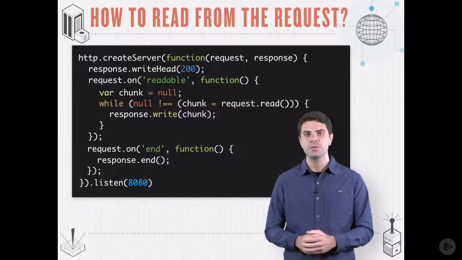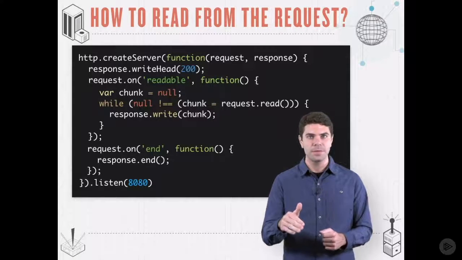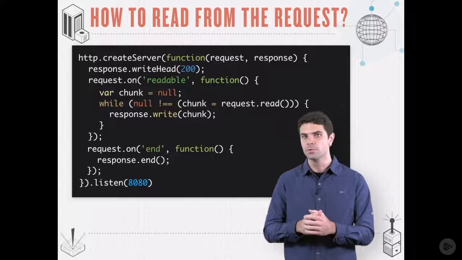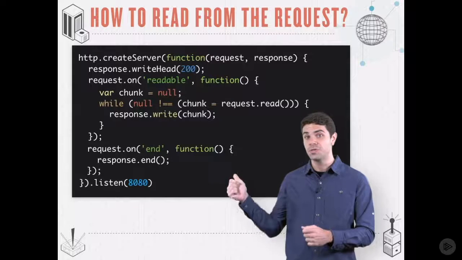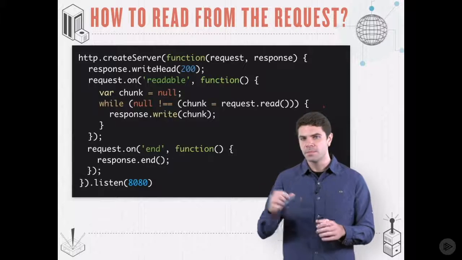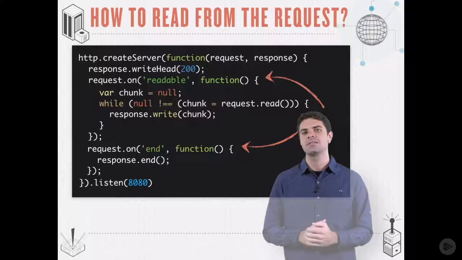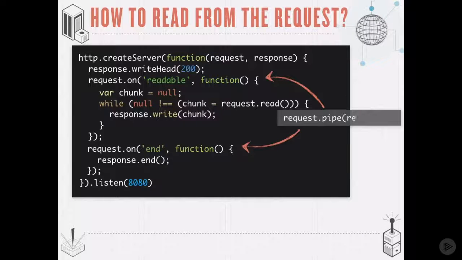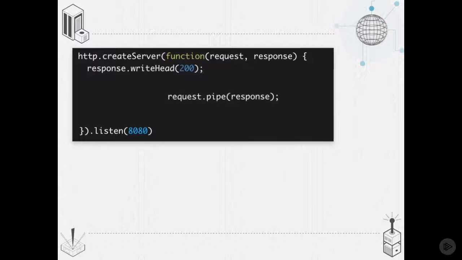When all we need to do is write to a writable stream as soon as we read from a readable stream, which is exactly what we're doing here, Node actually offers a helper method that we can use to pipe these two operations together. This method is called pipe. Pipe handles all of the event listening and chunk reading behind the scenes. So we can replace all of this code with this one line.